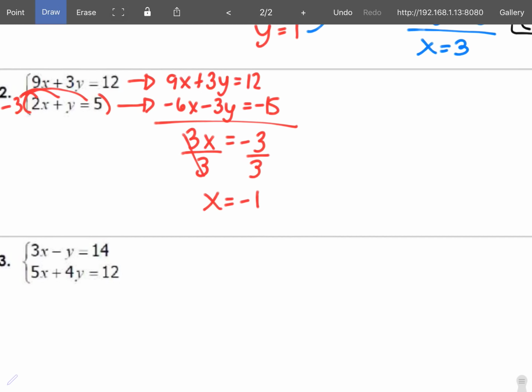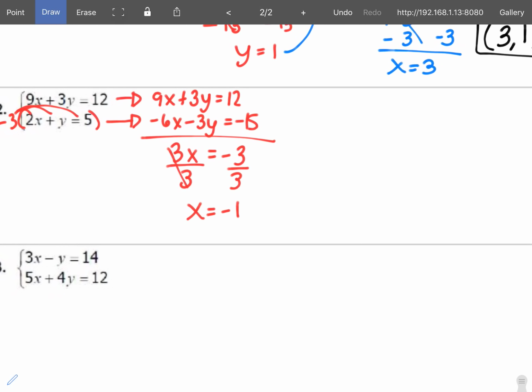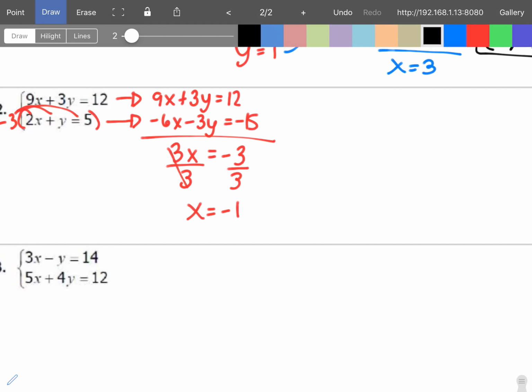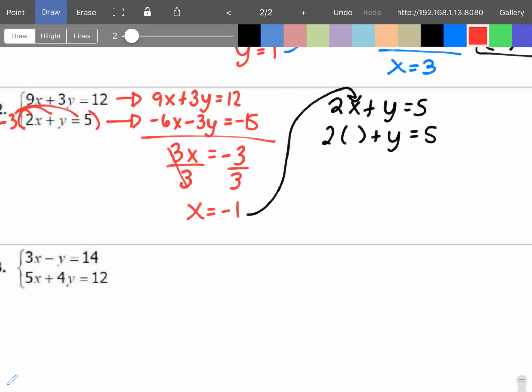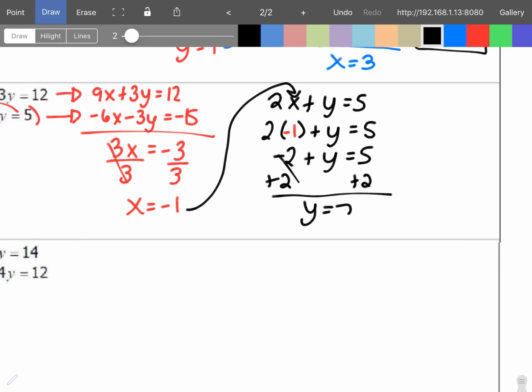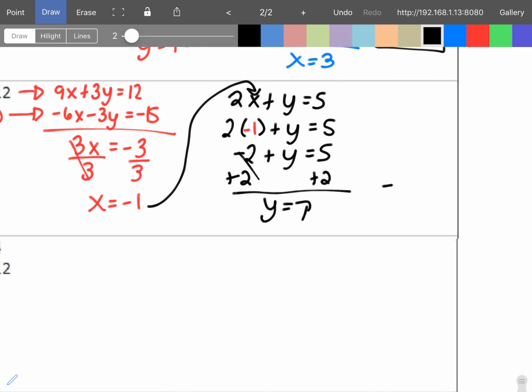And then I'm going to plug that in. We use the bottom equation this time. So if I use the bottom equation, I'm not going to use the one multiplied by negative 3. I'm going to use the original. And I'm going to plug this in here. So 2x, x is negative 1. I'm going to fill that in. 2 times negative 1 is negative 2. Plus y equals 5. To get y alone, I'm going to add 2 to both sides. So y equals 7. So x comma y, my answer is negative 1, 7.